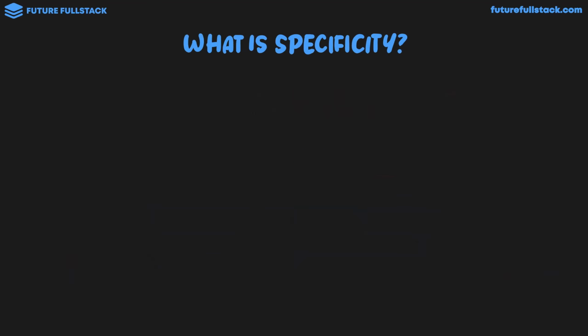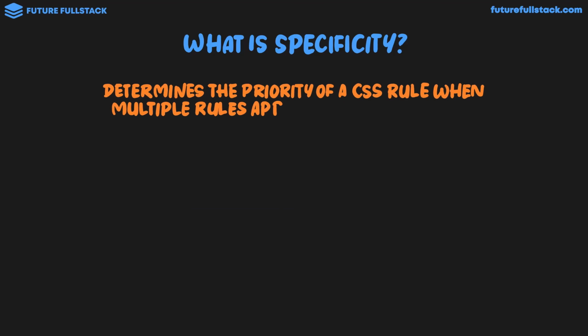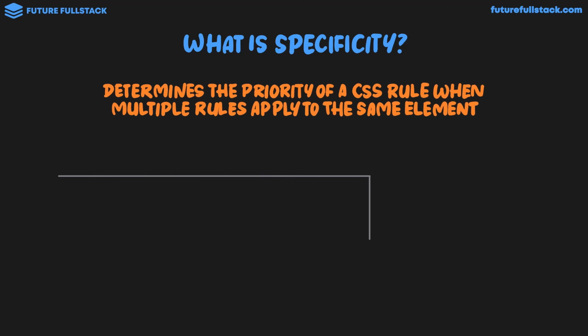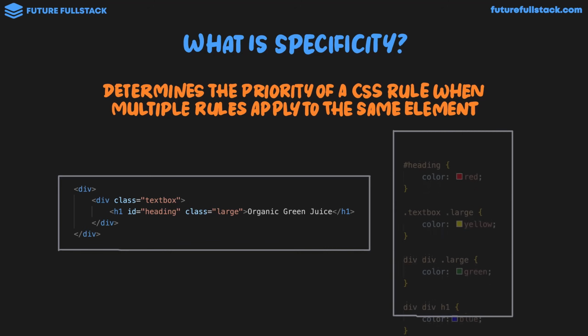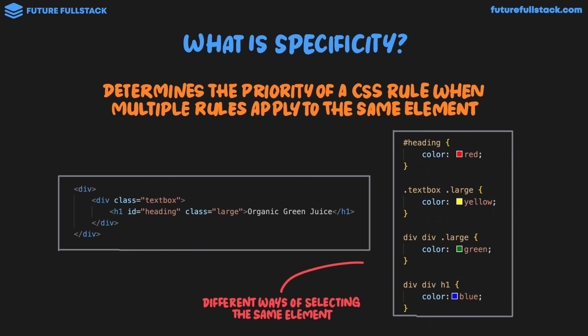So what is specificity? Specificity determines the priority of a CSS rule when multiple rules apply to the same element. Let's have a look at this snippet of HTML. We have an H1 nested inside a div, which is then nested inside another div. In our CSS, we have 4 different ways of selecting the same element. The first rule is using the ID selector. If you don't know about ID and class selectors, you can check out my video in the description below. The second rule is using the descendant selector, where the class textbox is the parent and the class large is the child. If the descendant selector is new to you, you can check out my video in the description below.